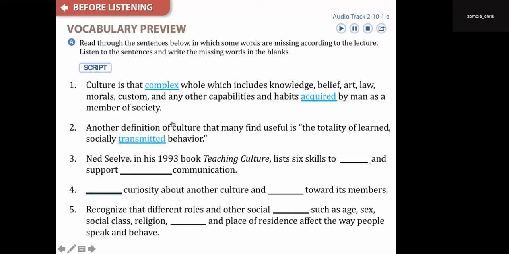Transmitted, we have this prefix trans, and we have the Latin verb mittere, which means literally to send. Trans means over. So we put trans and mit together, and we get to send over behavior. We will see this prefix being used a lot, trans. If you take a transatlantic flight, then you fly over the Atlantic Ocean. So you would go from London to New York, and it would be called a transatlantic flight.